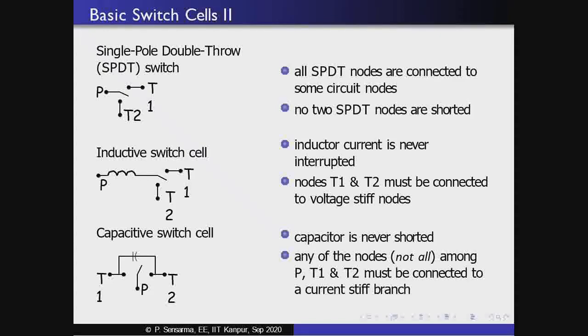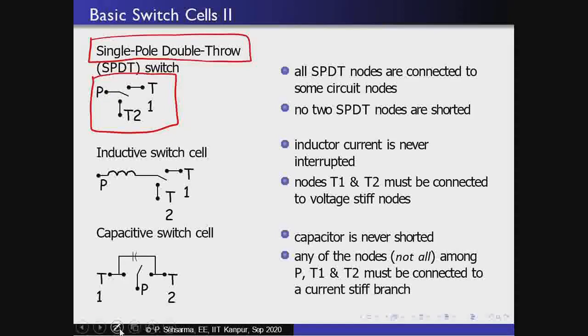So we create a construct where we allow a possibility for the inductor current to flow irrespective of what the switch position is. Right now this particular construct is called the single pole double throw, but the name itself is very clear. This is where the pole is, and the first throw is T1 and the second throw is T2. Now, all the SPDT nodes are connected to some circuit nodes. That is the way we are going to construct the circuit.